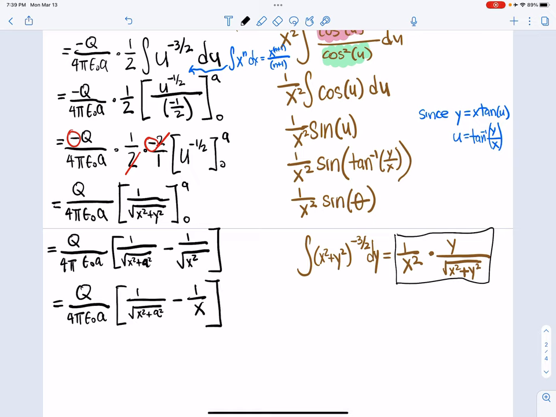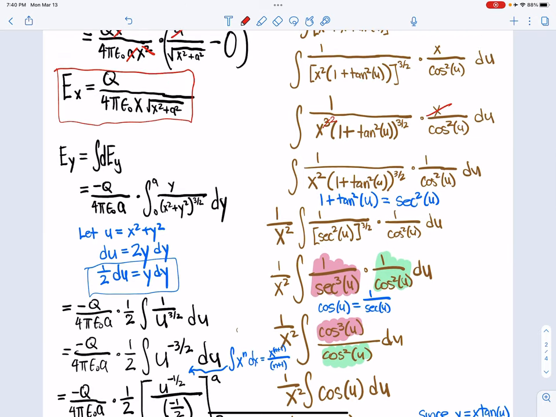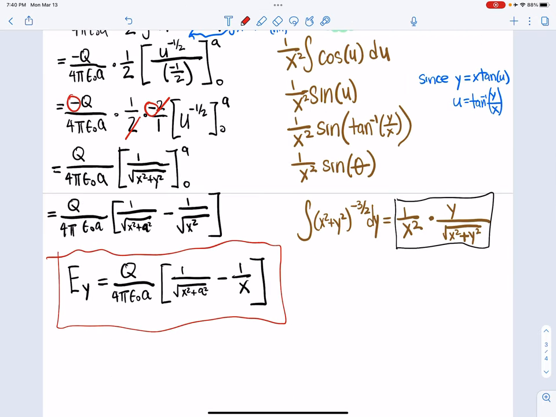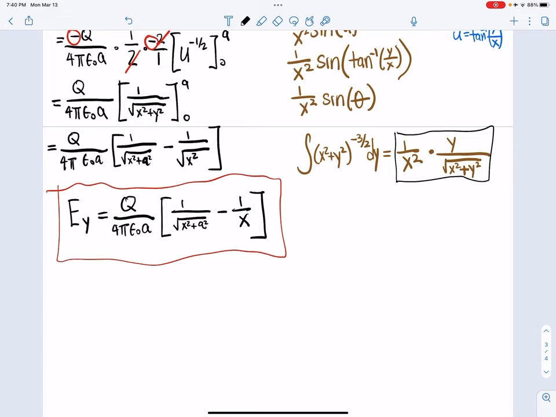Okay? And that is our final answer for the y component of the electric field produced by charge distribution Q. So now we have the x component and the y component for electric field produced by charge distribution Q. And that was what we needed to answer in part A, right?